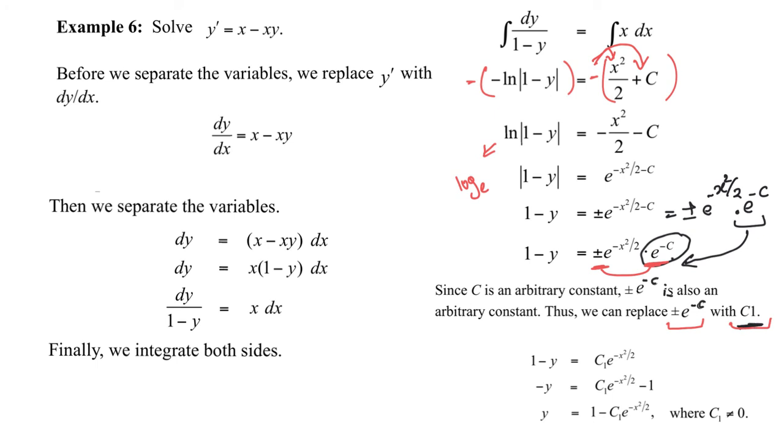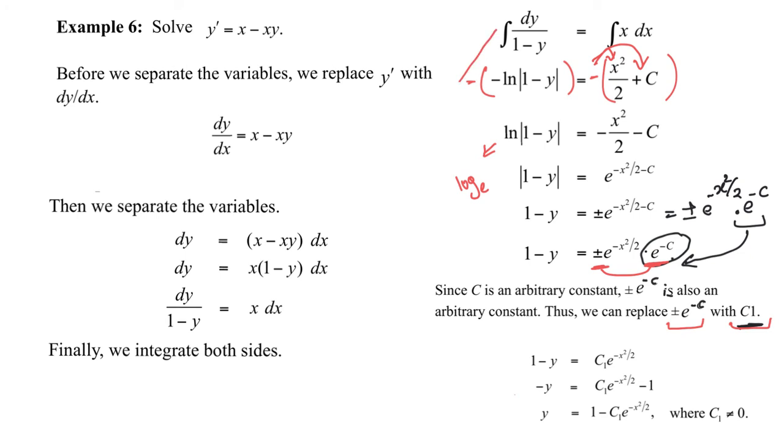Then solve for y, right? So subtract 1 from both sides first, then multiply each term by negative 1, so that we will get y by itself. So this is the solution to this differential equation.